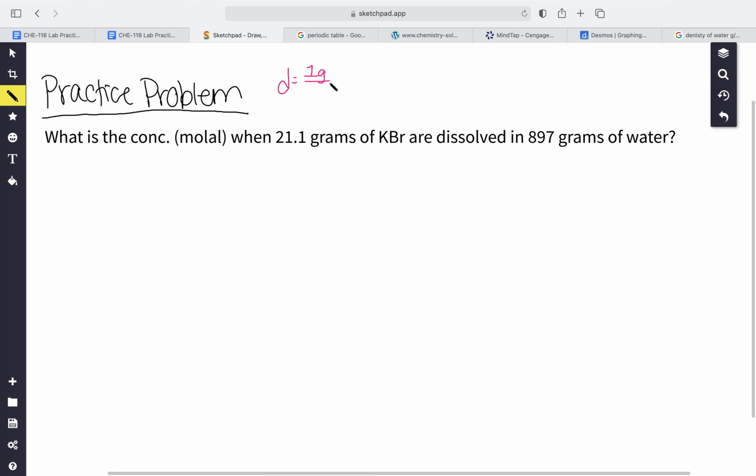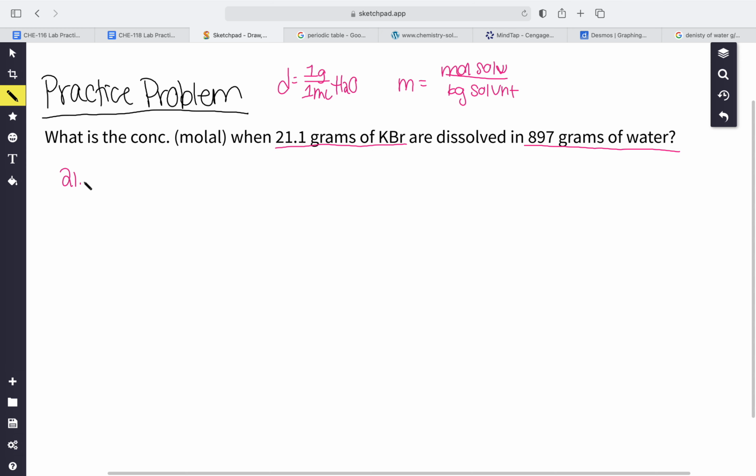1 gram per 1 milliliter for water. And then the calculation for molal is moles of the solute divided by kilograms of the solvent. This should be solvent. Okay. All right. So what is the molal when 21 grams of KBr is dissolved in 897 grams of water?